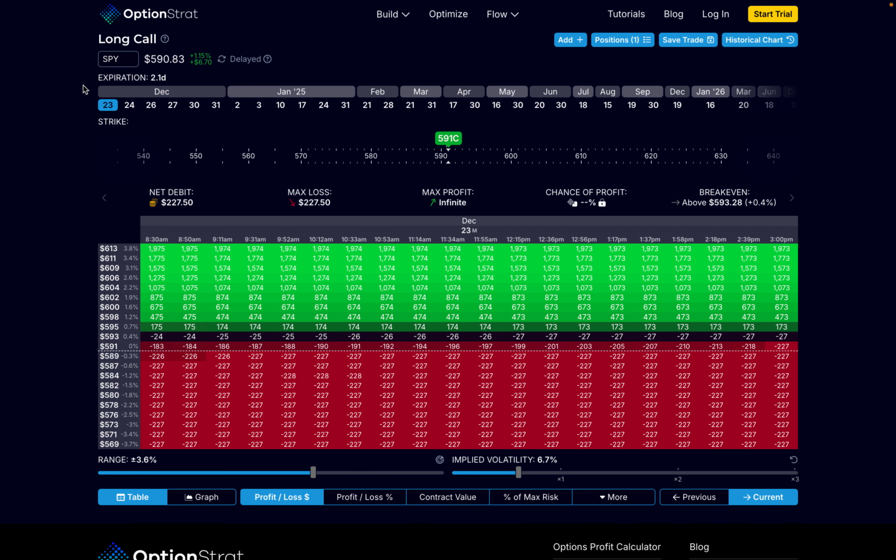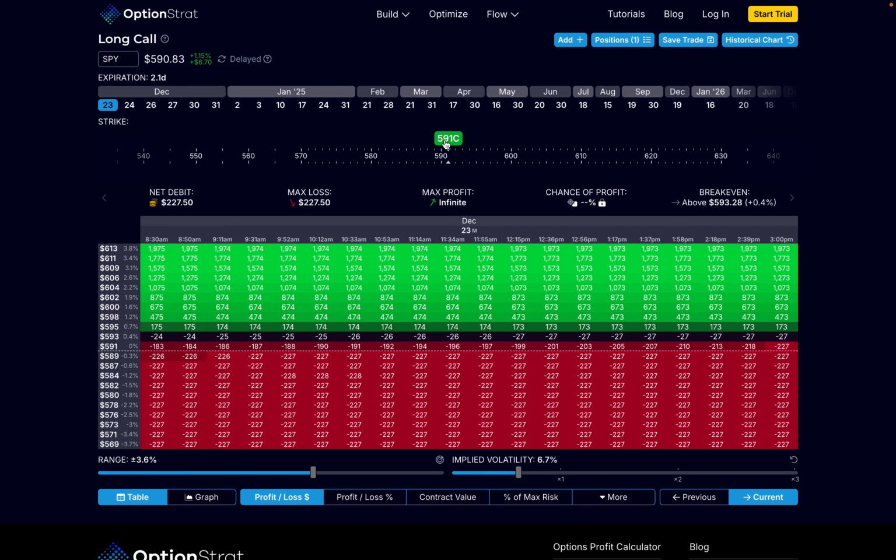And again, let's just pretend today is December 23rd. So we're looking at options expiring on December 23rd. In other words, zero DTE options. Let's say we purchased the call option at the 591 strike. So you can see here that you're losing money as time passes by.